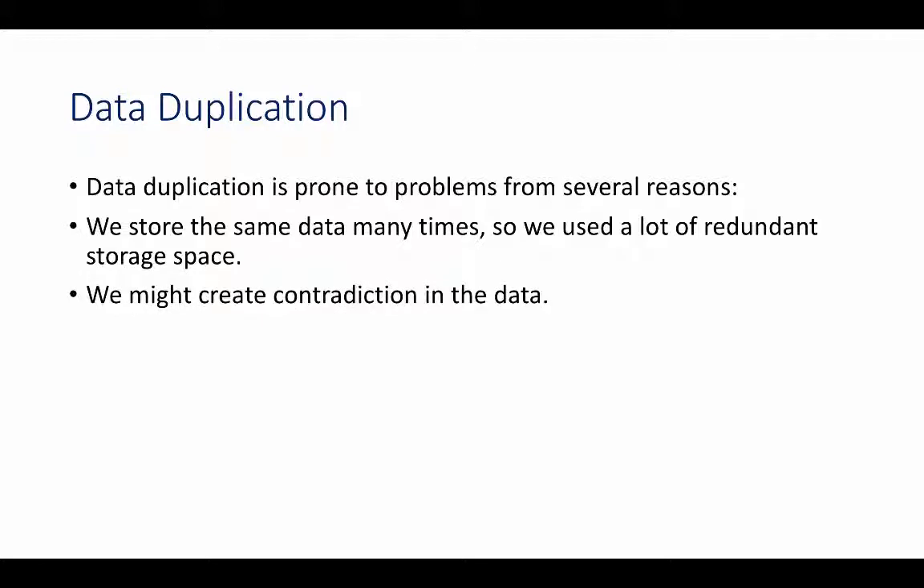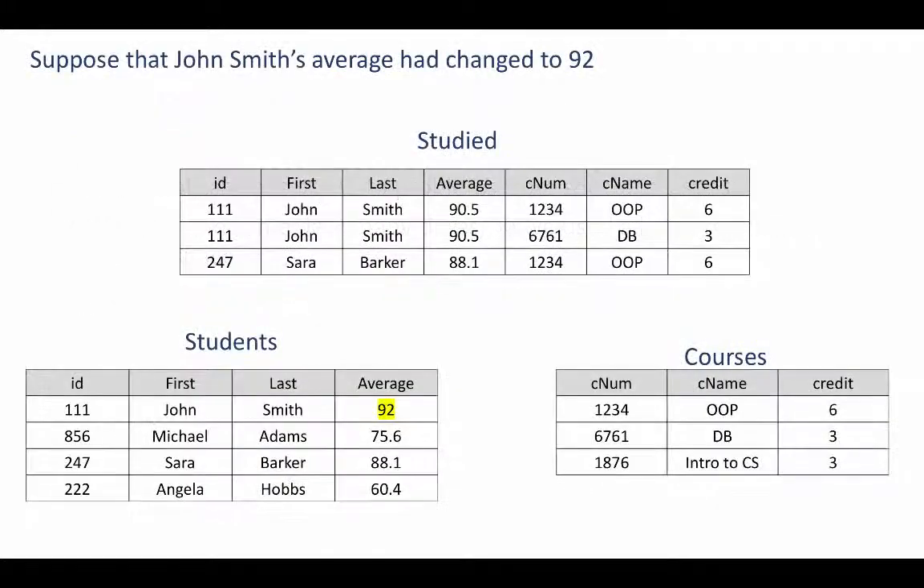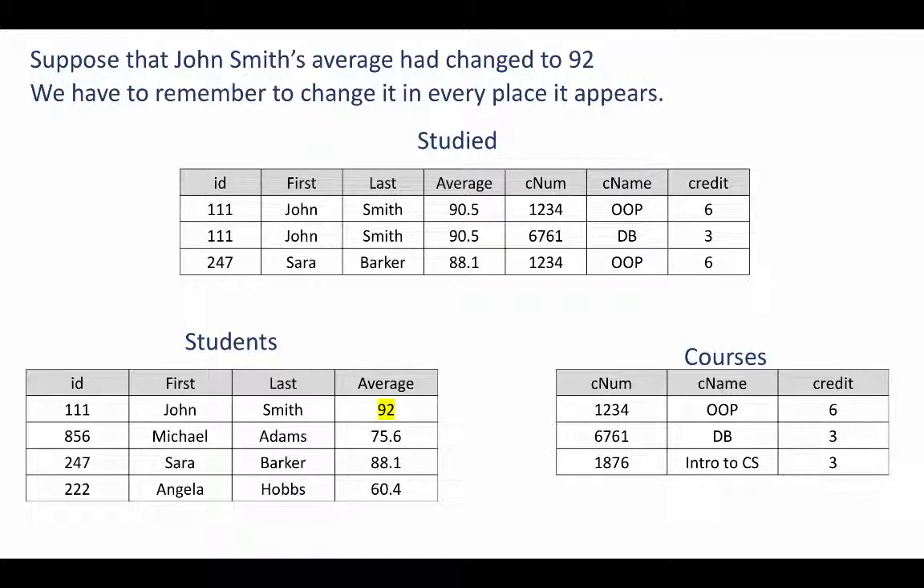But another problem is that we might create contradictions in the data, which means that we have two contradicting facts about the same data and we wouldn't be able to decide which of them is true. For example, let's go back to our example and suppose John Smith's average had changed to 92, as indicated in yellow in the students table. But now you can notice that we have to remember to change the average in every place it appears. In this example, we saw that the average property of John Smith is also duplicated in the studied table.